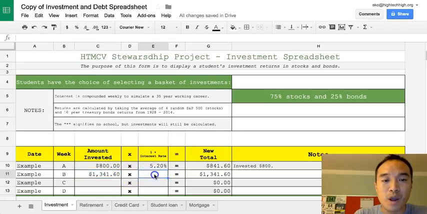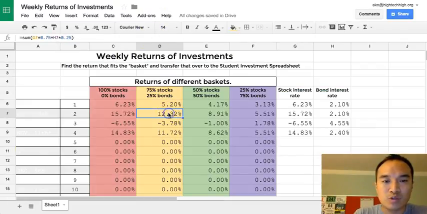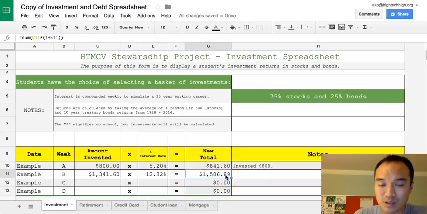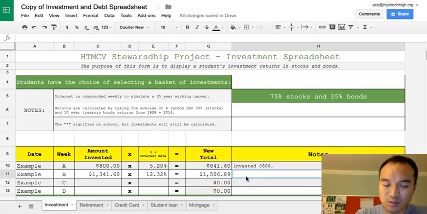All right, so our interest rate, let's see where we're going to get that. Again, right there, 12.32. And this changes each week, just a heads up. So as you notice, you can kind of see it changes. 12.32, 12.32. All right, so if you notice, we have a different amount. We started for week B with 1,341, our interest rate, and now we have $1,506.89.